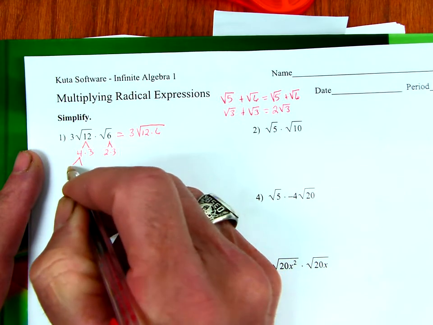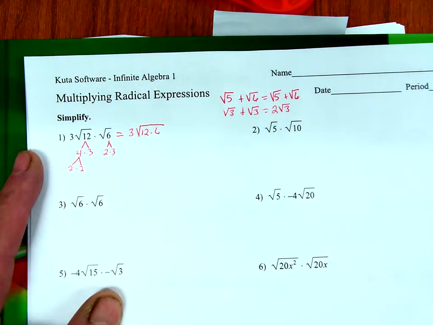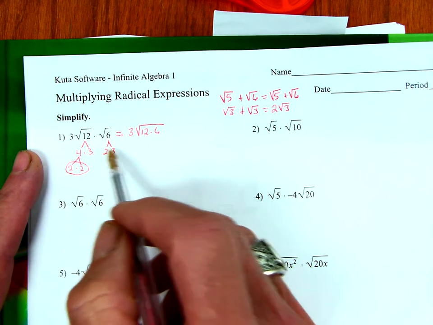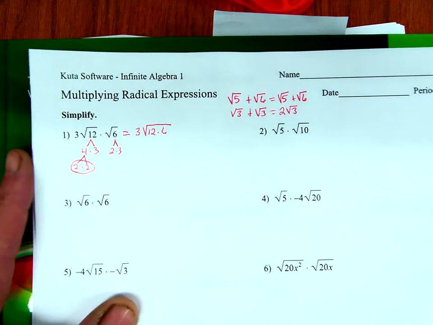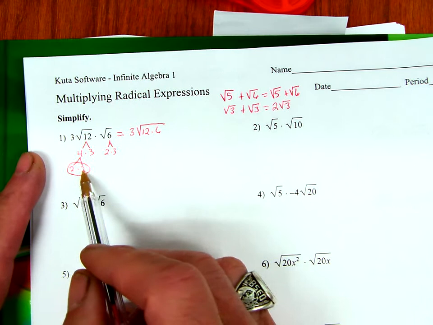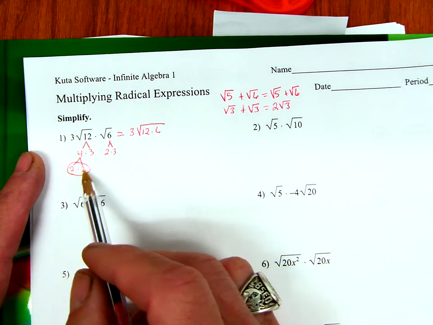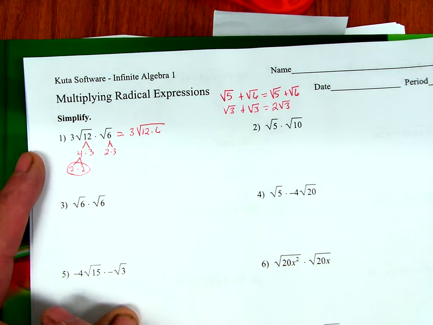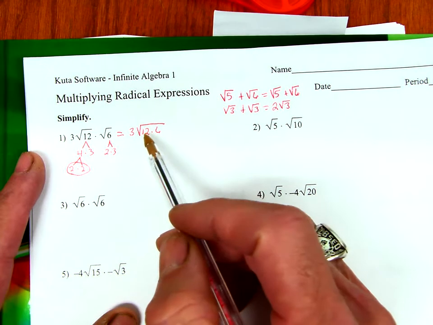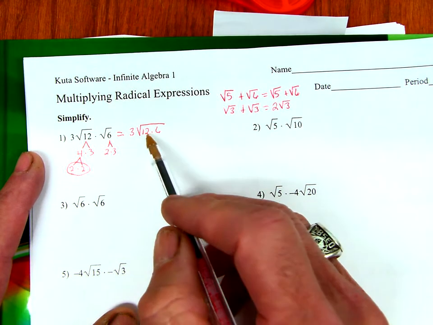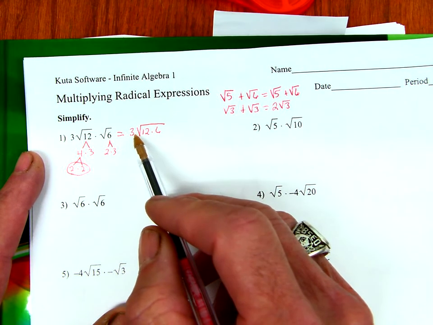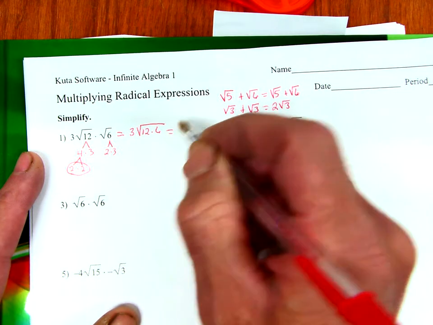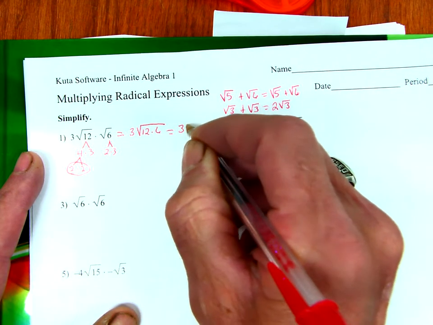4 is 2 times 2. So there's a pair right there. I can't pair these up yet, but we'll get to that in just a moment. Since I have a pair, I can take a single 2 out to multiply it with the 3. But let's just go from here. Alright, so we have 3 square roots of 12 times 6. 12 times 6 is 72.